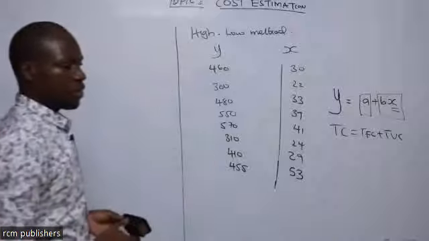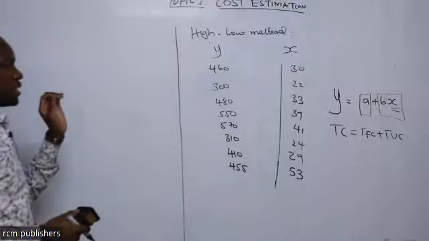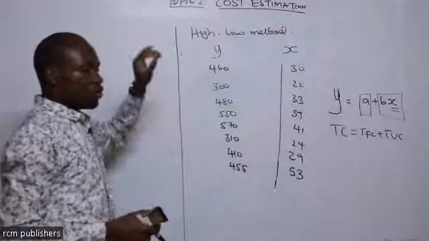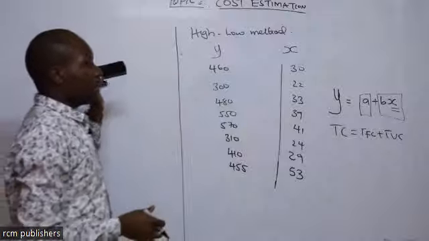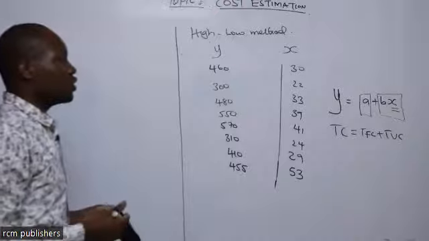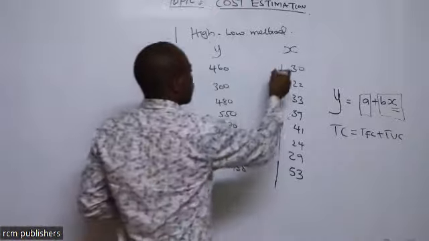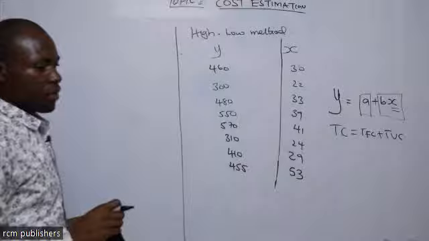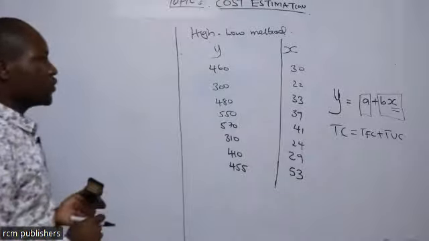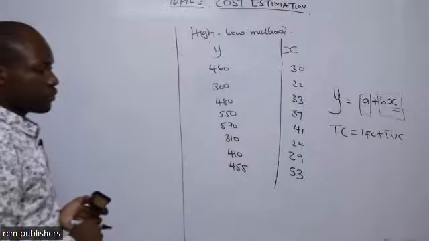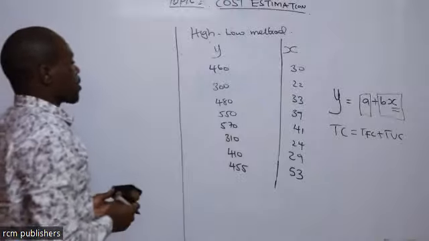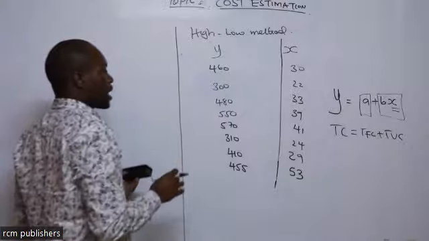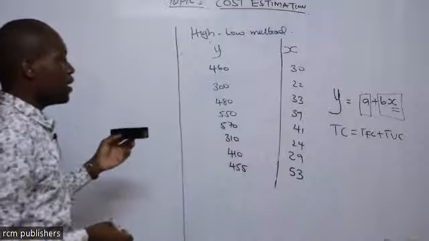So that is it. Now, when you're going to deal with this particular question, using which method? High-low method. We are going to consider the combination of the highest value and the lowest value, considering the values of x, not values of y. For example, if I want to get the combination of the highest value, which one are we going to pick?